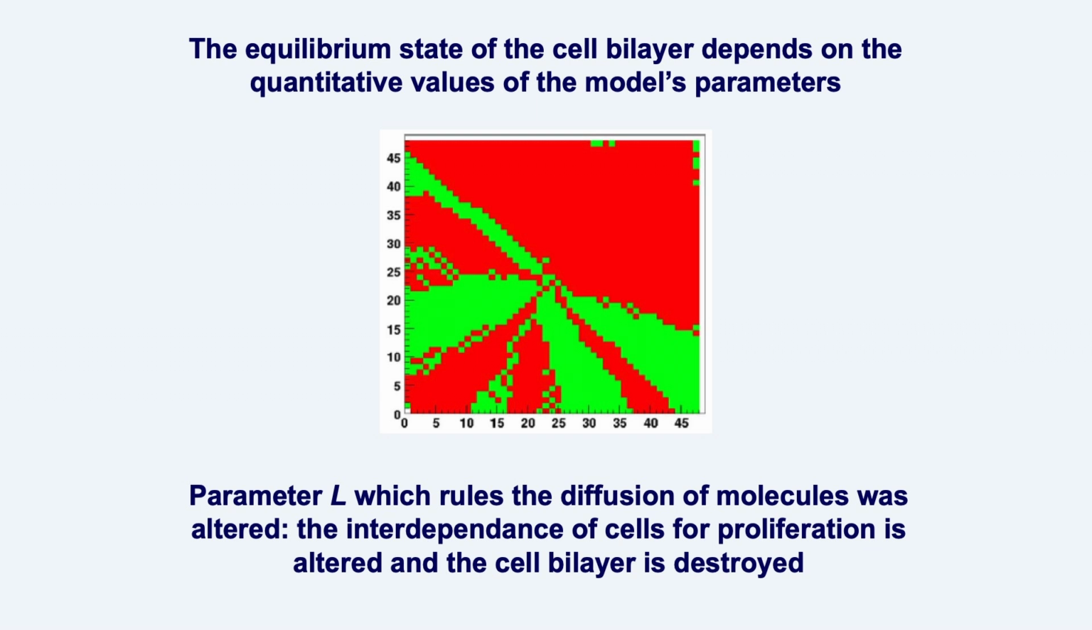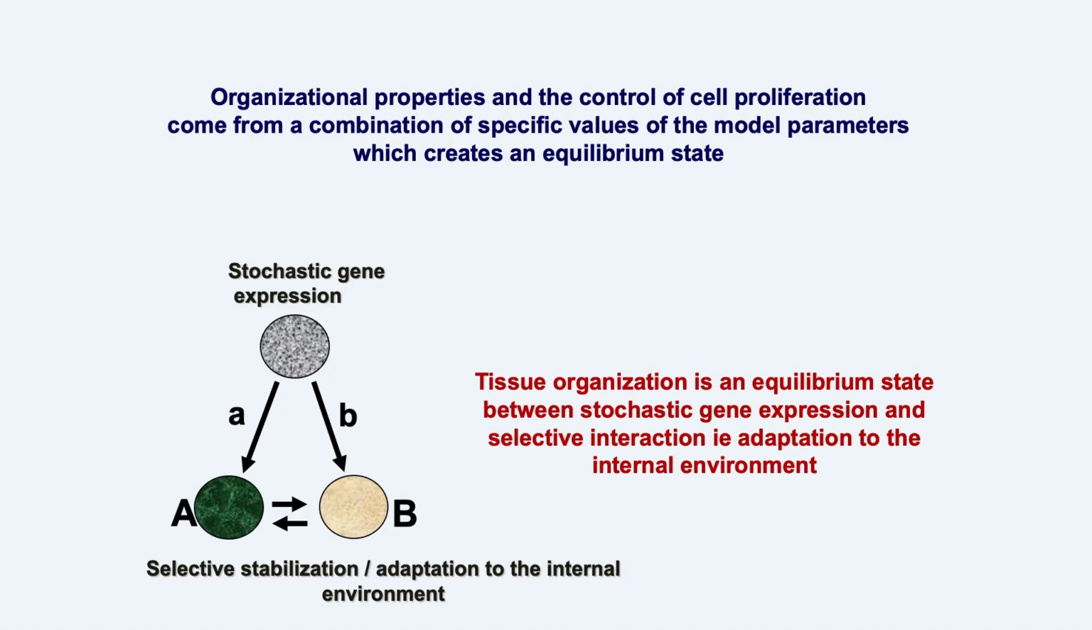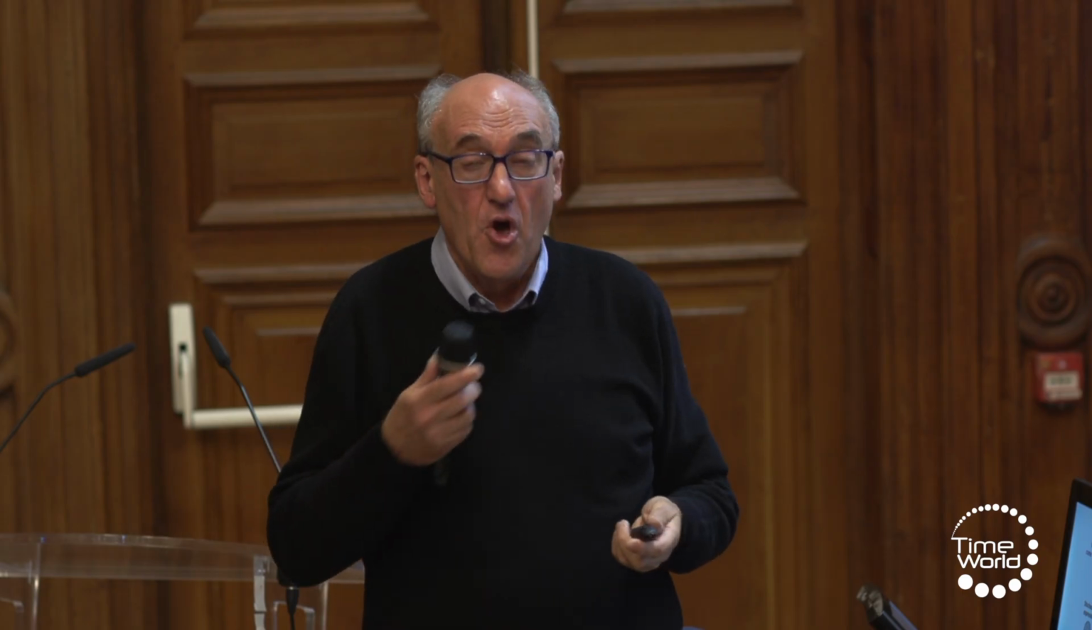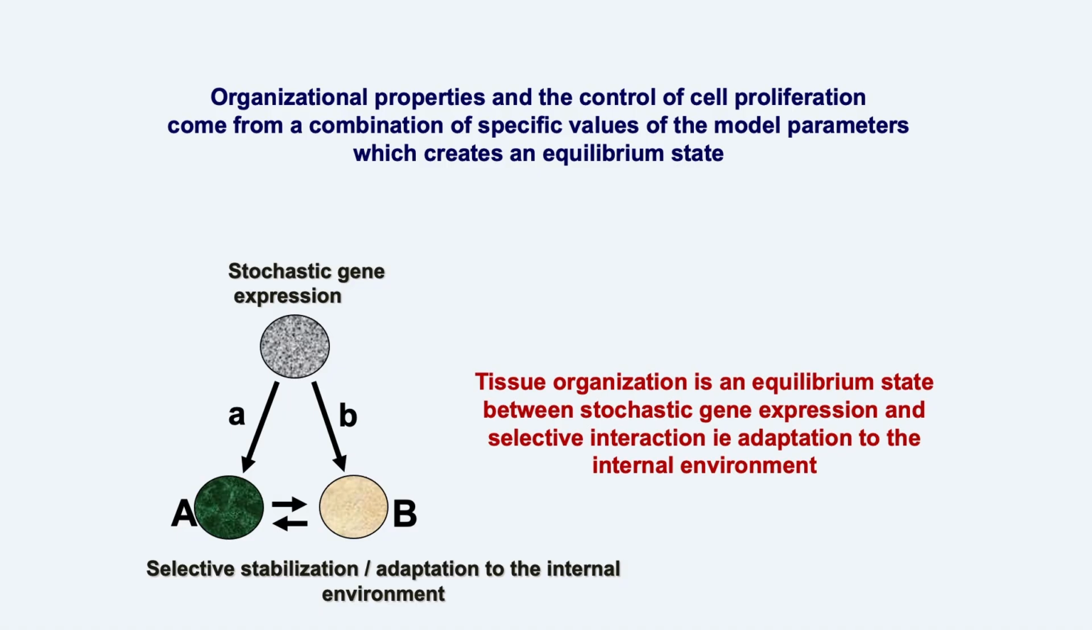We obtained the same result when another parameter, L, that controls the diffusion of molecules, was altered. The interdependence of cells, the interactive selection of cells, was altered, and as a result, the cell bilayer was destroyed with cells proliferating indefinitely and invading the whole matrix. Thus, organizational properties and the control of cell proliferation come from a combination of specific values of the model parameters which create an equilibrium state. But ultimately, all the parameters are either involved in stochastic gene expression or in the selective stabilization of cells.